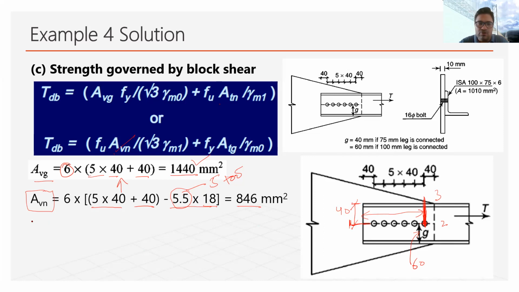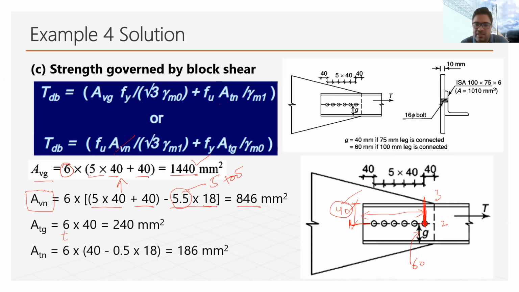So now we will find out ATG, when we consider that there is no hole. Along the line 2-3, there is only a half hole. We are considering only the last half hole. So in case of ATG, there is no hole, which means 40 into 6. This is the 40 multiplied by the thickness. So this is the thickness of the angle, and this is the value 40. So this is how we calculate the value of ATG.